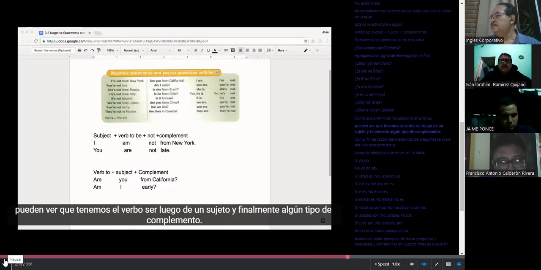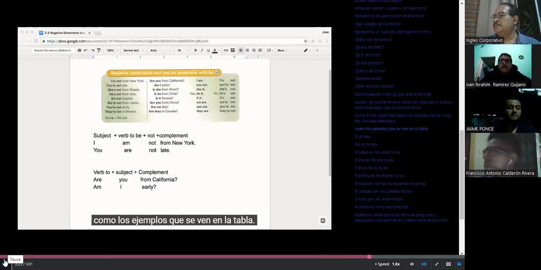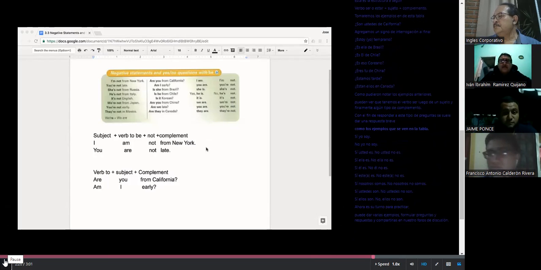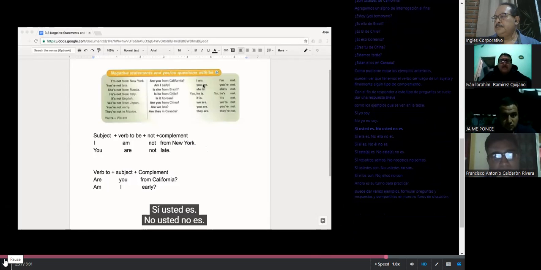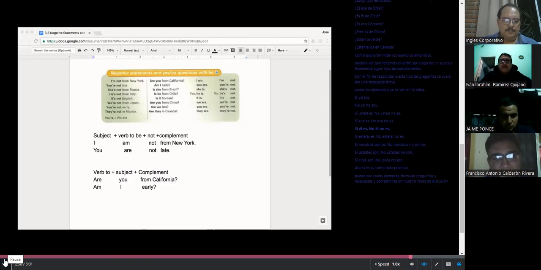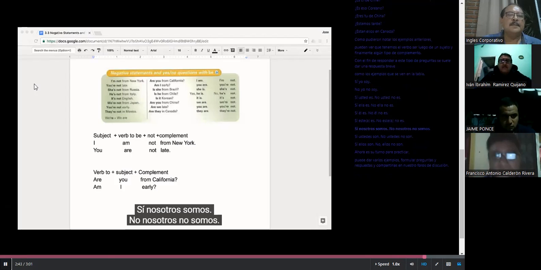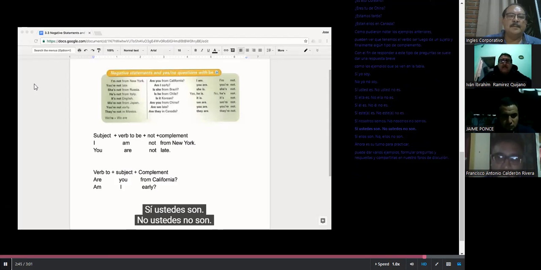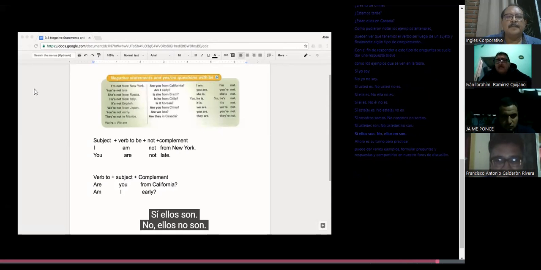If you notice the examples above, you can see that we have the verb to be, then the subject, and finally some kind of complement. In order to answer this type of question, you will typically give a short answer, such as the examples that you see on the chart. Yes, I am. No, I'm not. Yes, you are. No, you're not. Yes, she is. No, she's not. Yes, he is. No, he's not. Yes, it is. No, it's not. Yes, we are. No, we're not. Yes, they are. No, they're not.